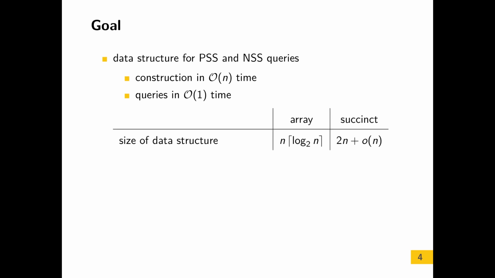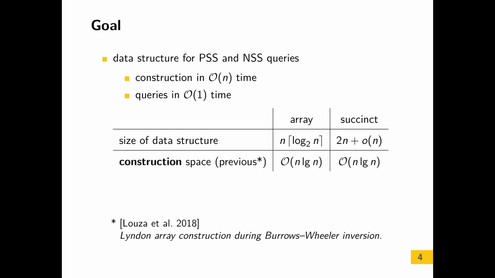The first one is to simply store two arrays containing all PSS and NSS values, which requires n log n bits per array. The second one is a more sophisticated parenthesis representation that requires only around 2n bits of space. For both representations, the previously best construction algorithms required order of n log n bits of additional working space. In our paper, we improved these bounds to a constant number of additional words for the array and order of n additional bits for the succinct representation.